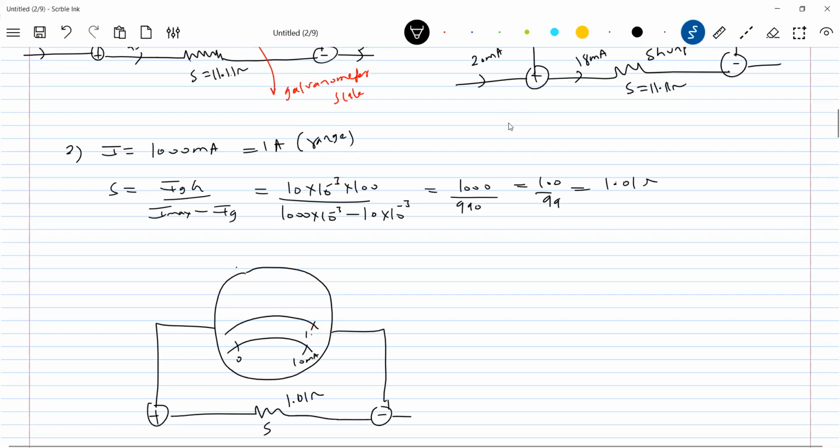Or 1 ampere, better you call it 1, and 0.5 here. If I send 0.5 ampere, what actually happens here? 5 milliampere will flow through the galvanometer, and 495 milliampere will flow through the shunt. Since 5 milliampere flows, the pointer will be here, or I'll put it at 0.6. 600, 595.